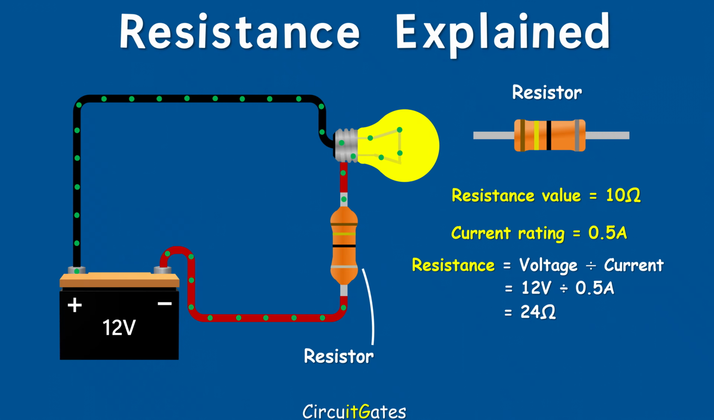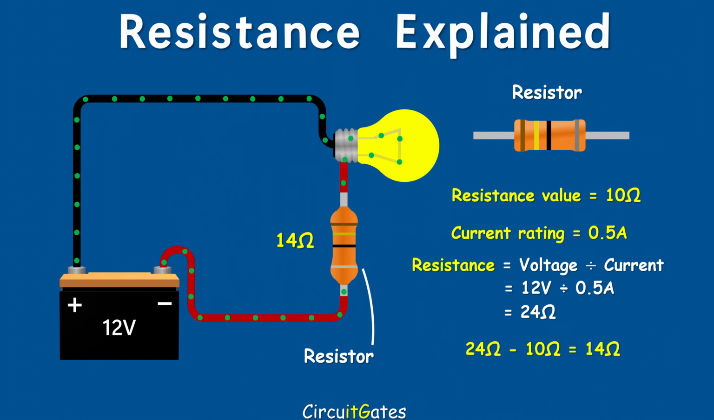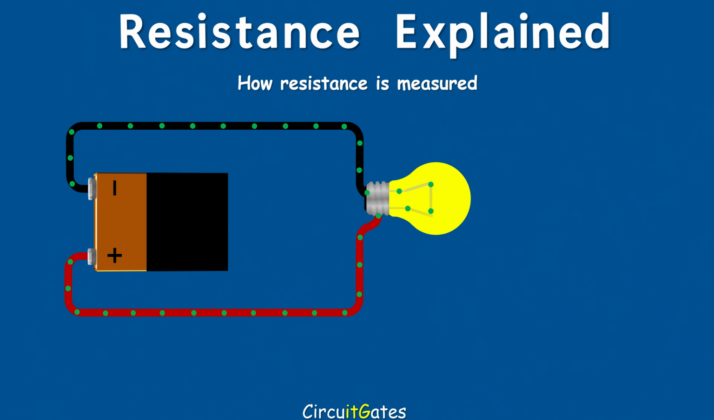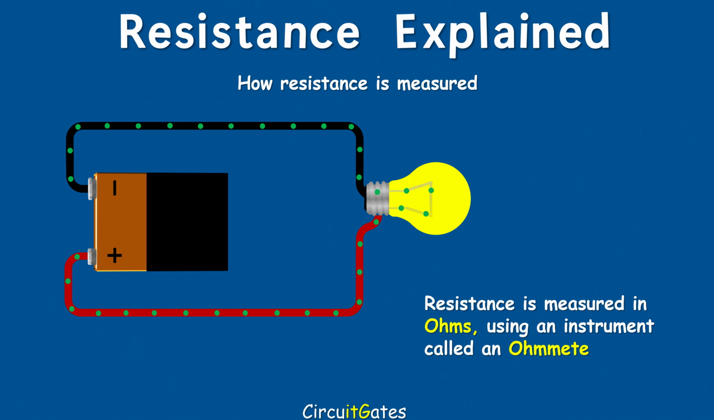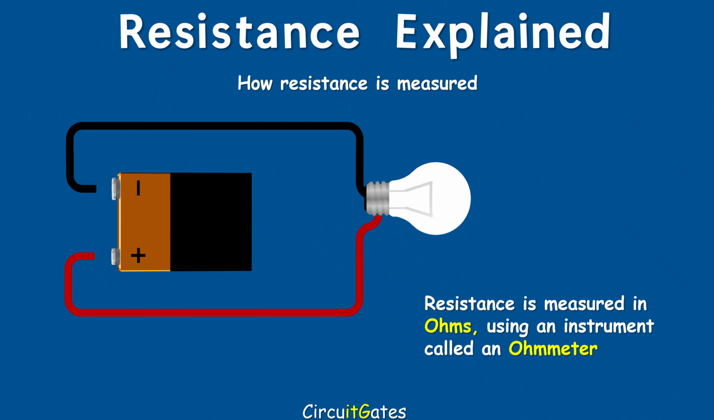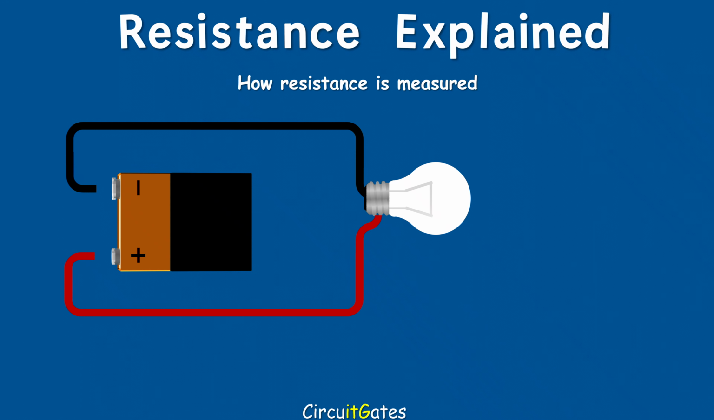Since the light bulb has a resistance of 10 ohms and we need a total resistance of 24 ohms, the resistor should be 14 ohms. Resistance is measured in ohms using an instrument called an ohmmeter. To measure the resistance of a circuit or electric component, we first disconnect the circuit or electric component from the supply. Here we want to measure the resistance of the light bulb.